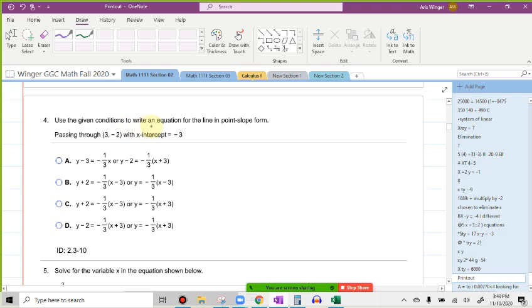Use the given conditions to write an equation of a line in point slope form. Y minus y1 equals m times x minus x1. Here they've tried to hide 2 points. The point here is 3, negative 2. They're telling us that the x-intercept is negative 3. That means the other point is negative 3, 0.